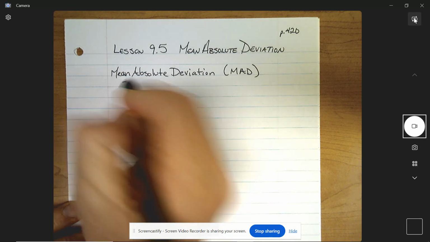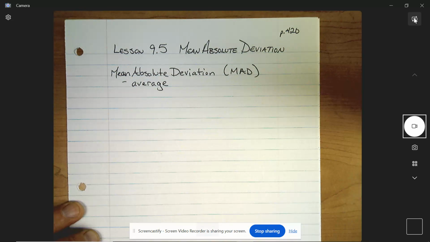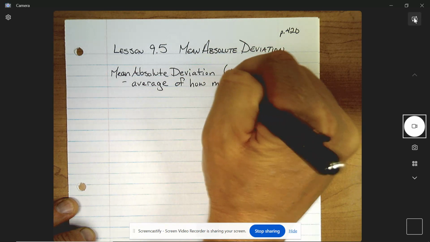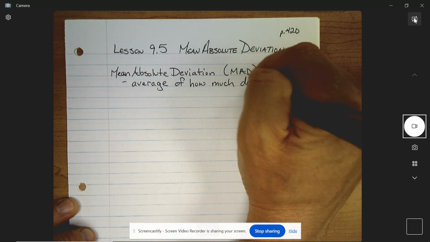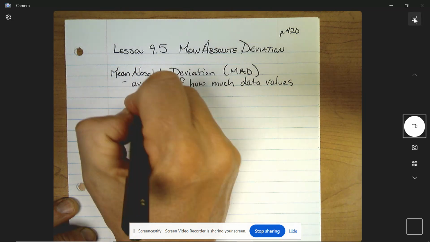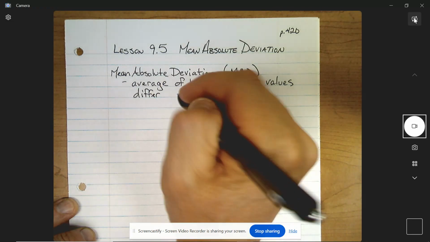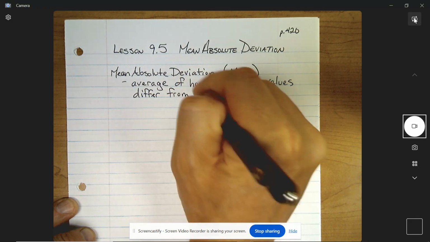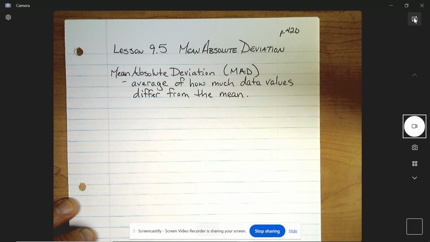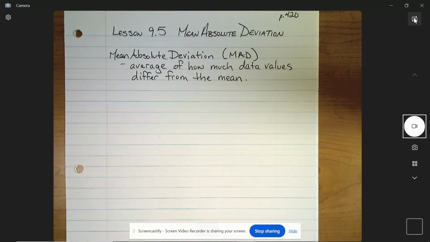I'll go ahead and write the definition here. We're looking at averages. It's the average of how much data values, numbers, differ, how far they go away from the mean, the average. We're going to get a list of numbers. We're going to find the average. We're going to see how far they are from the average, and then we're going to say, what's the average away from the average? Sounds like crazy stuff.